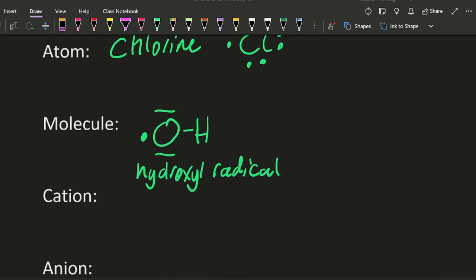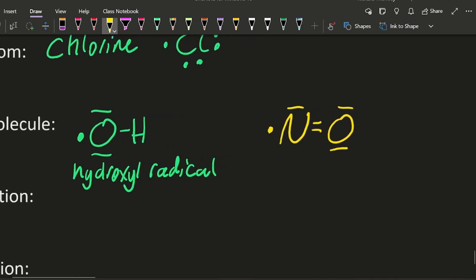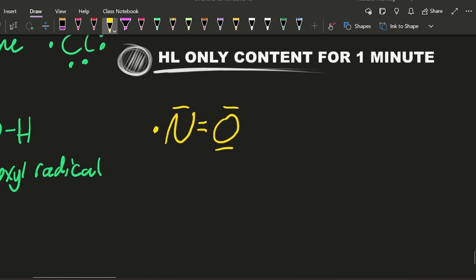The other one that seems to be popular in the books is the nitrogen monoxide. So nitrogen has 5 valence electrons, oxygen has 6, over 2. So that's going to give me 5.5 electron pairs. All right. So I've got 1, 2, 3, 4, 5, and half an electron pair, an electron. So that's the nitrogen monoxide radical. Now we could be cheeky and we could maybe ask you, well, hold on, couldn't this be the nitrogen monoxide radical? Both of them fit the Lewis structure rules.